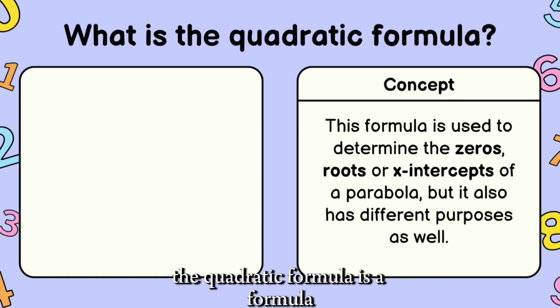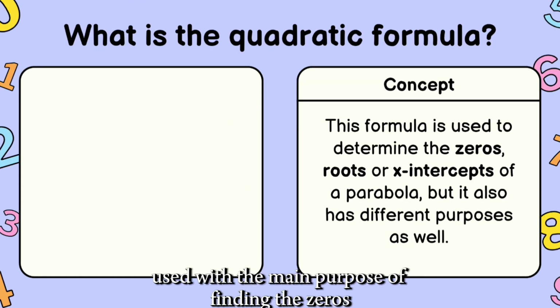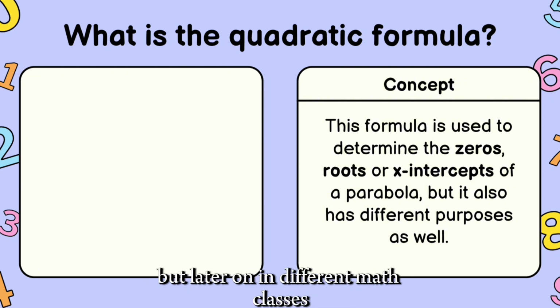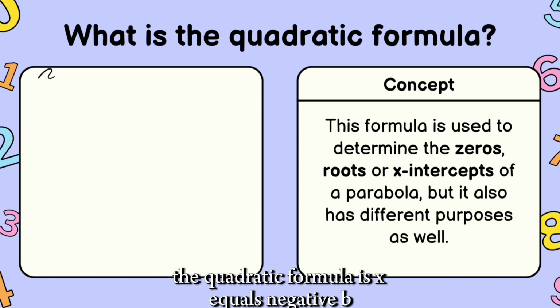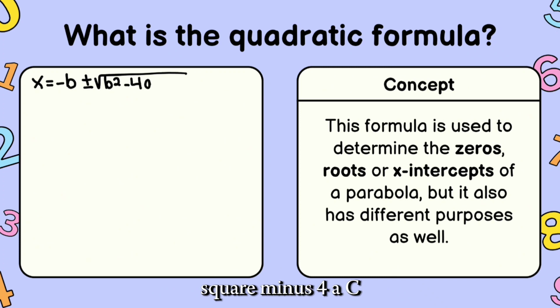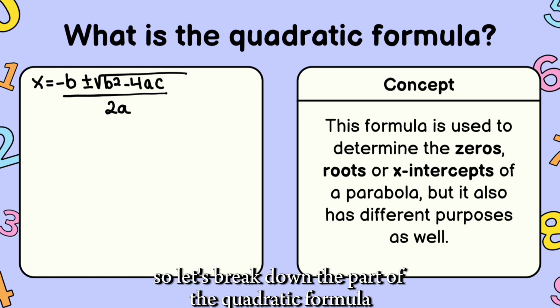The quadratic formula is a formula used with the main purpose of finding the zeros, roots, or x-intercepts of a parabola. But later on in different math classes, it's going to have different purposes. So let's write the quadratic formula. The quadratic formula is x equals negative b plus or minus the square root of b squared minus 4ac, all over 2a. So let's break down the parts of the quadratic formula.